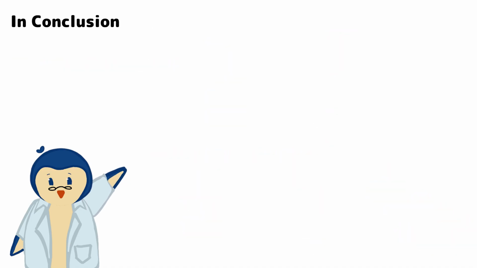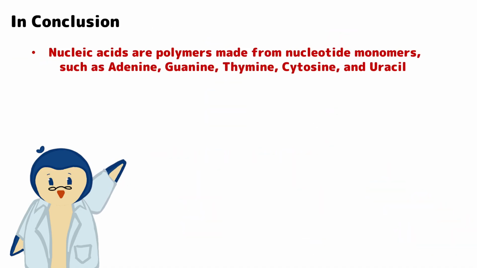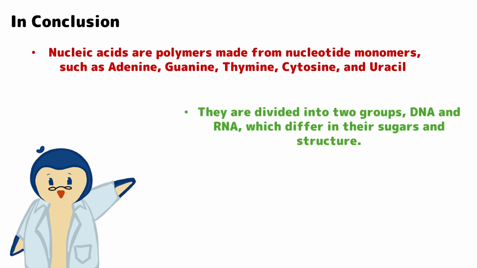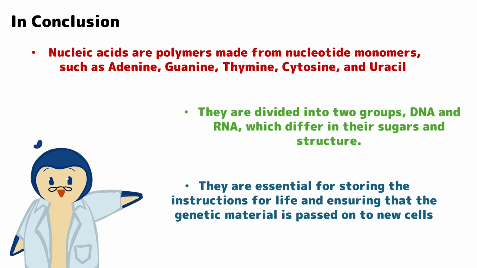So, in conclusion, nucleic acids are polymers made from nucleotide monomers such as adenine, guanine, thymine, cytosine, and uracil. They are divided into two groups, DNA and RNA, which differ in their sugar and structure and their primary function, and they are essential for storing the instructions for life and ensuring that the genetic material is passed on to the new cells.